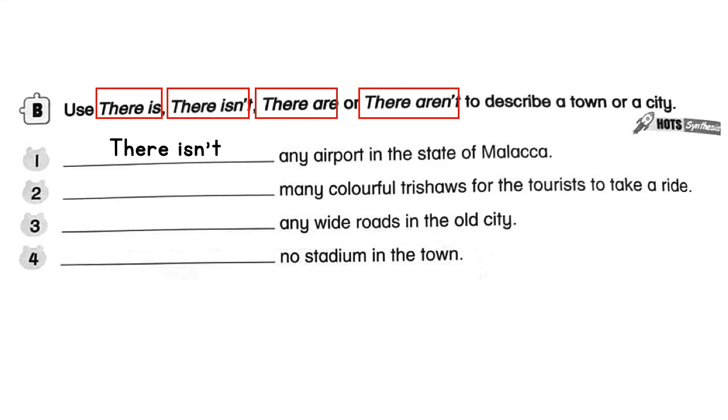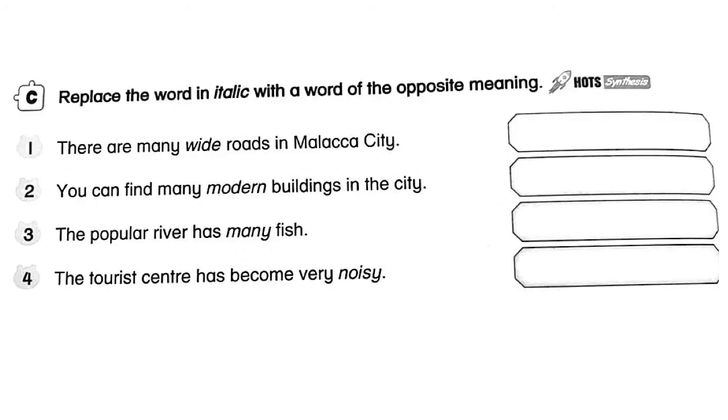Okay, many colorful tree shows for the tourists to take a ride. Many colorful tree shows. Okay, so there they are. Okay, any white roads in the old city? Yes, there aren't. And finally, no stadium in the town. Yes, there is no stadium in the town.